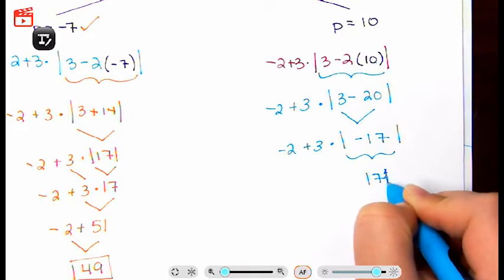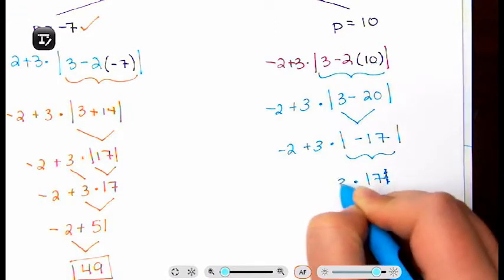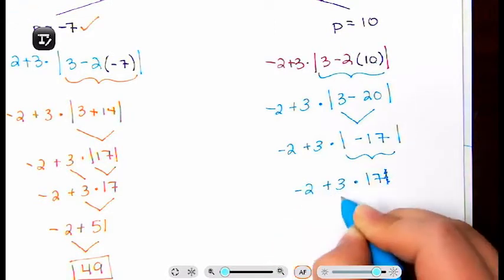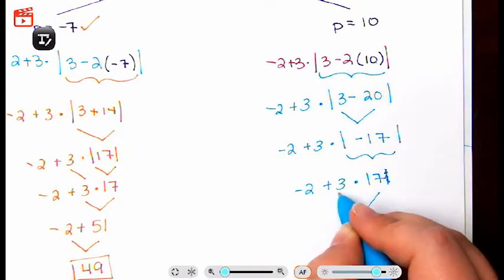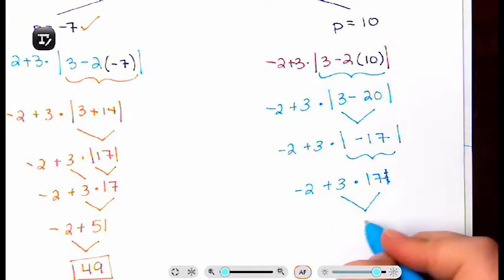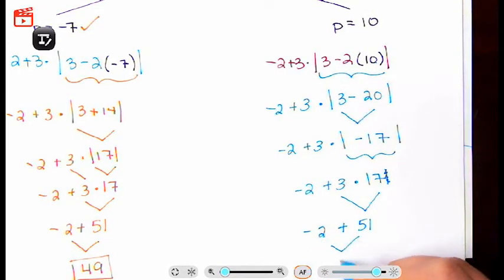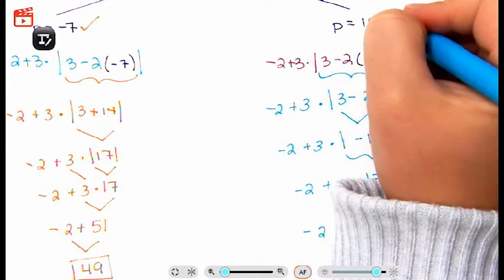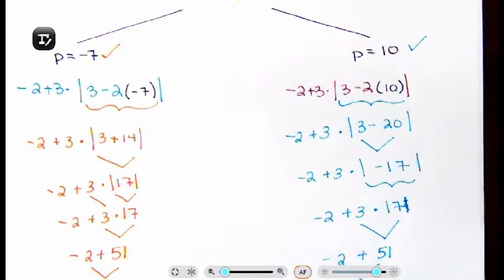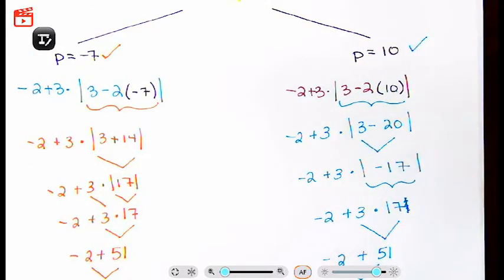Oops, so we took our absolute value, so we don't need that. Times 3 plus -2. As we saw earlier, 17 times 3 is 51, plus 2 negatives, which gives me 49. So in this case, we have two solutions. One of those solutions is -7. One of those solutions is 10.